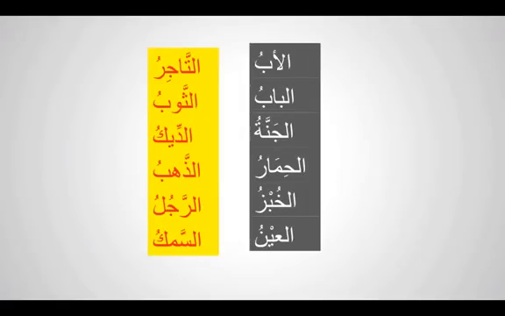So how do we use the huruf shams? If we have tajir, we say at-tajir. The sound of lam is skipped, and we give shadda to the letter which comes after it, like at-thawbu, ad-diku, ad-dhahabu, ar-rajulu. And with huruf qamar, the sound of the letter is produced normally along with the sound of lam: al-babu, al-abu, al-jannatu, al-himaru. So this is about huruf shams and huruf qamar, a very important concept to be remembered and recognized, inshallah.